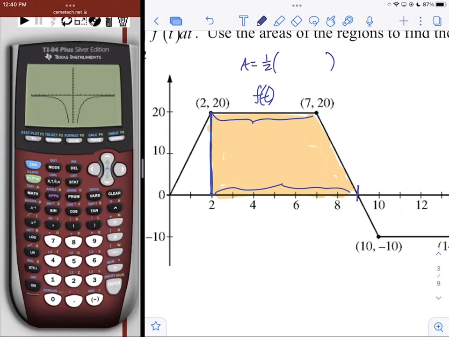They're side to side. So how far is it from 2 to 7? 5. How far is it from 2 to 9? 7. So this is going to be 1/2 times 5 plus 7 times the height, which is, of course, 20. So this is a right trapezoid. And now let's see what that gives us. That gives us 10 times 12, so 120, all right?